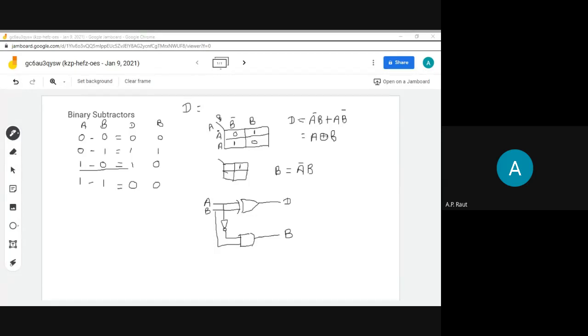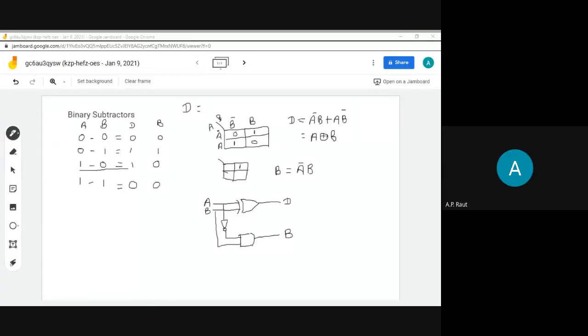Fifty-four. 52 students. Okay, done? What to write after the table? Types of binary subtractors. Yes, Vaishnavi. What is the problem? Ma'am, it was a mistake. Okay.